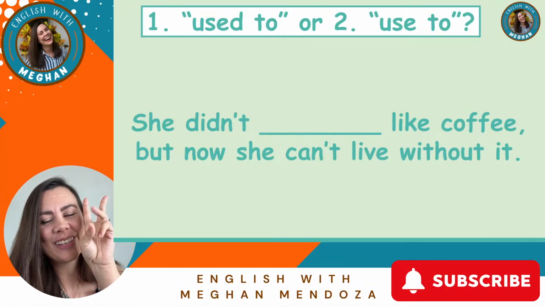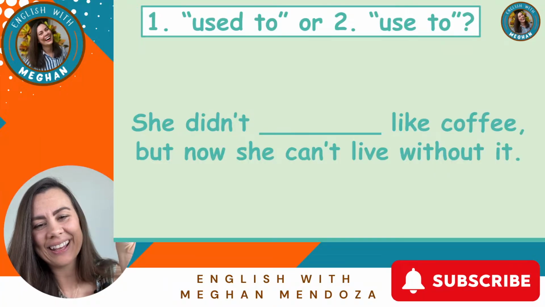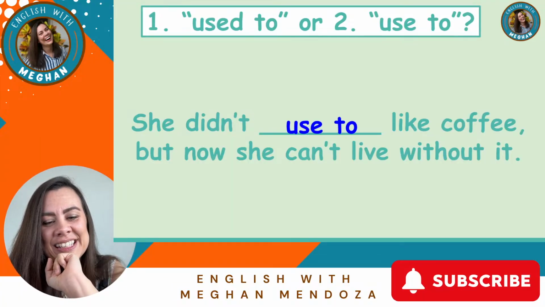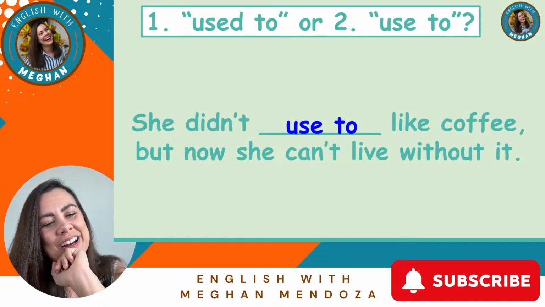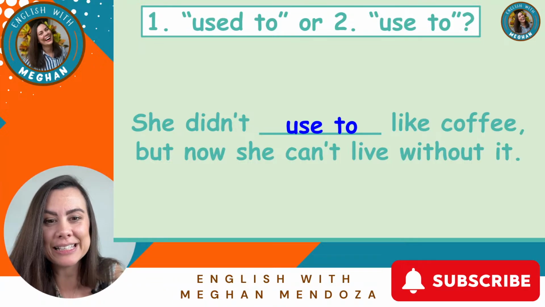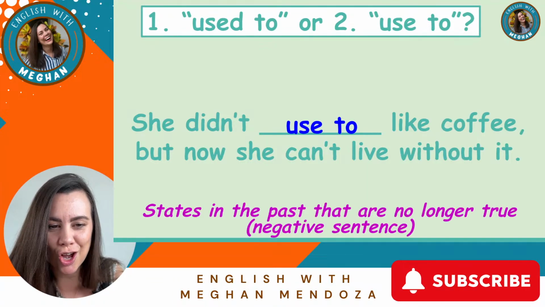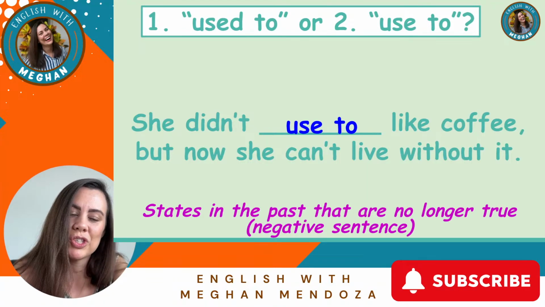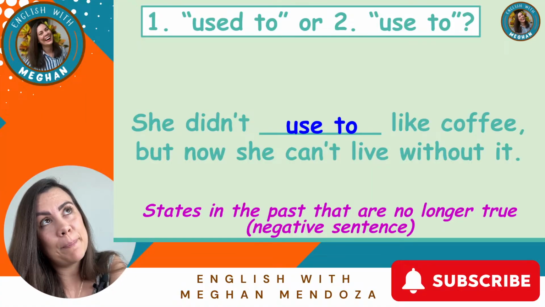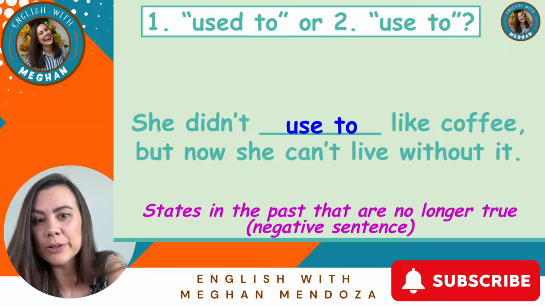3, 2, 1. Give your answer in the chat. The answer is used to. Congratulations in the chat who you got it. Why? You should be able to look at this and say, easy. It's a negative sentence. So we use used to without a D there. She didn't used to like coffee, but now she can't live without it.